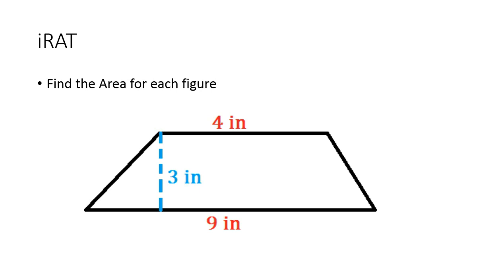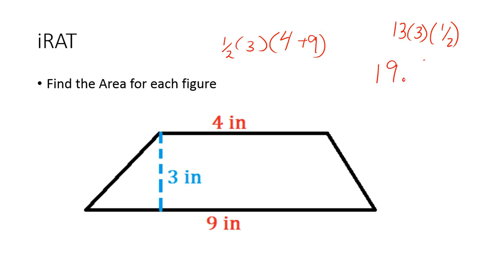To set up this one, we would go 4 plus 9, times 3, times 1/2. 4 and 9 are our bases, added together they get you 13. So it'd be 13 times 3 times 1/2. 13 times 3 divided by 2 gets us about 19.5 inches squared. And that would be our answer.